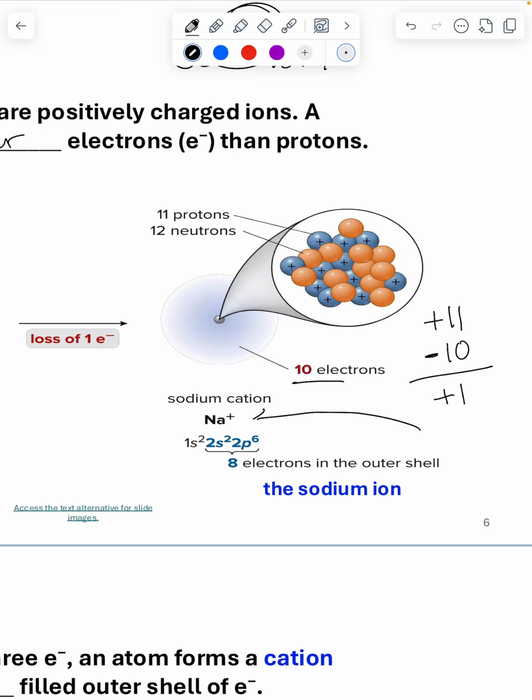You have the sodium's chemical symbol, and then a plus sign in the upper right-hand corner to show that that atom has lost an electron. Keep in mind that electrons are negative, so when you lose a negative electron, the charge is going to become more positive. You might think about this in terms of your attitude. If you have a negative attitude and you lose that negative attitude, you're going to become more positive. So that may be a way to help you remember.